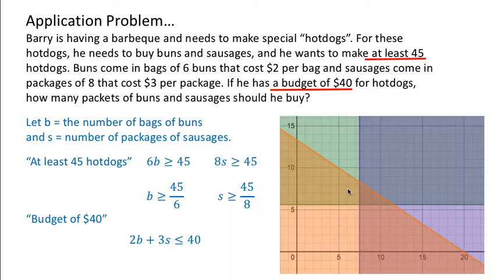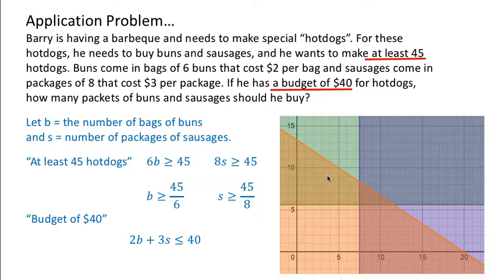Boom. This blue line here, or purple line actually, is B is greater than or equal to 7.5. You see we're shading on the right of it because that's the greater than side. This green line is S is greater than or equal to 45 on 8. And we're shading above the line because it's greater than. So the x-axis here is B and the y-axis here is S.